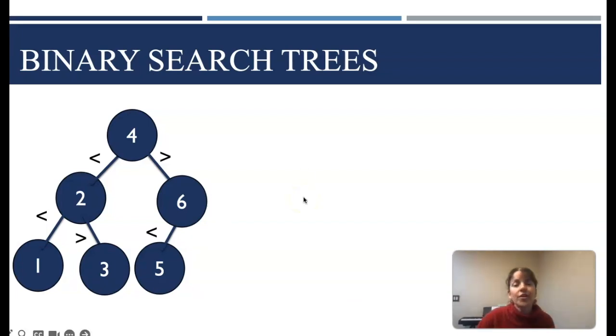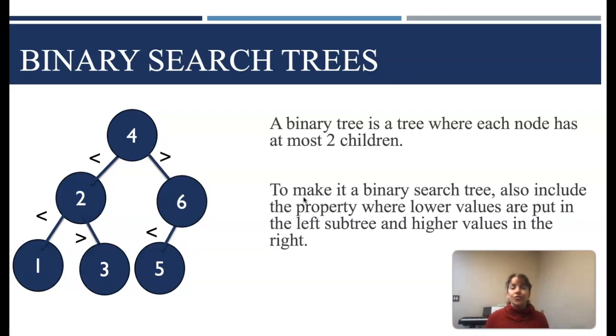What is a binary tree? Well, a binary tree is a tree where you have the data and pointers to the children, and with binary, it means you can have at most 2 children. You could have no children, like 5 in this binary search tree. You could have 1 child, like 6, or you could have 2 children, like 4.